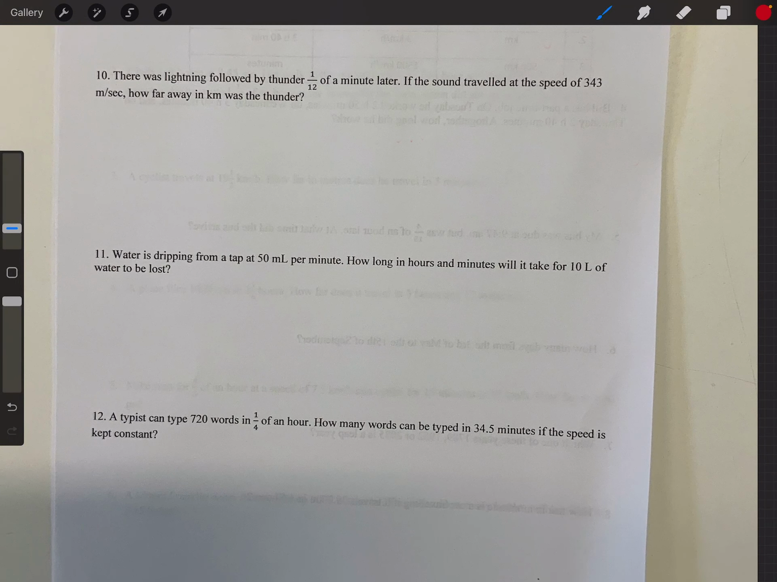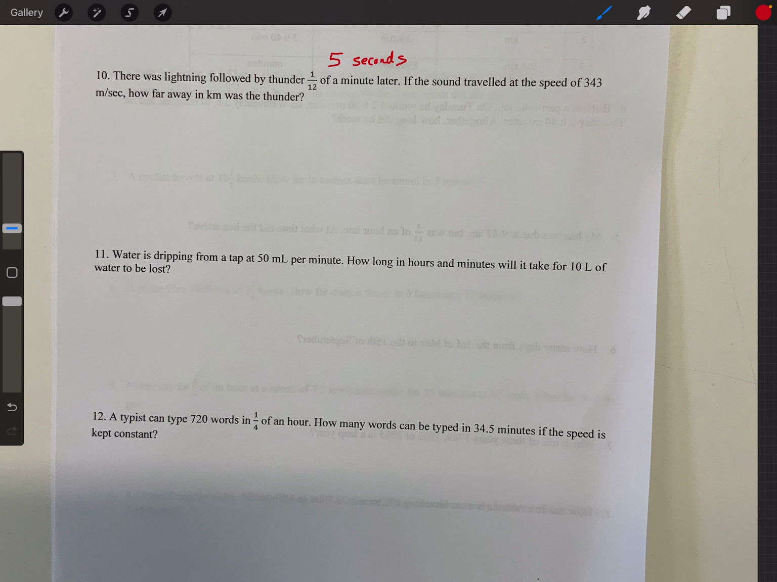Question 10. There was lightning followed by thunder 1/12 of a minute later. Now let's just figure this out first. 1/12 of a minute. So 1 minute has 60 seconds. 1/12 of it, so you divide it by 12 and you're going to get 5. That means this is 5 seconds. Alright, so that's just another way of saying 5 seconds.